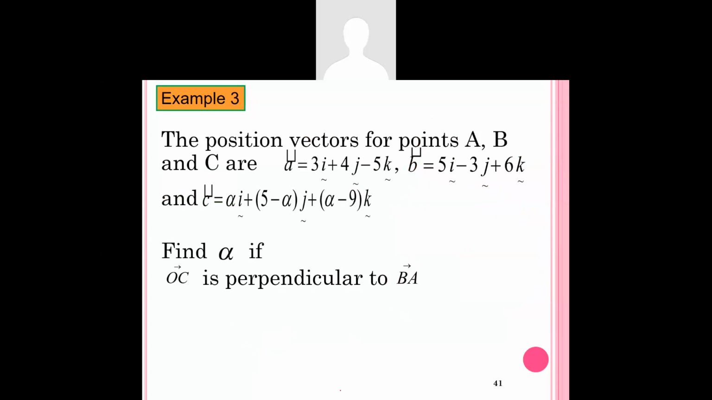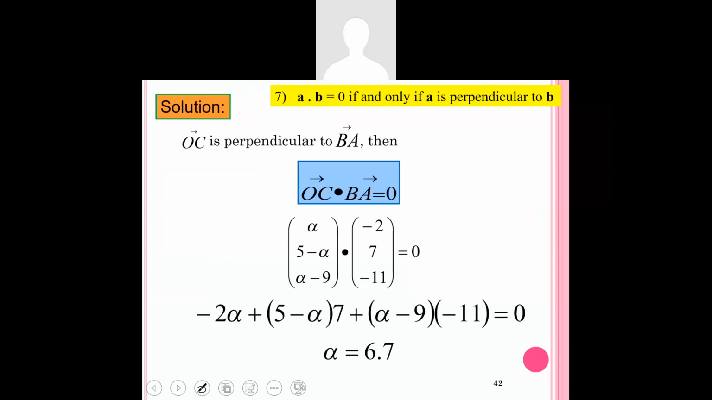Okay, so next example: the position vectors for points A, B, and C are given, so on and so forth, and for C, suddenly there is an alpha. But we can look for alpha if we say OC is perpendicular to BA. So this is a bit tricky because it starts with the vectors of A, B, and C. Therefore, you have to start by looking for its position vector.